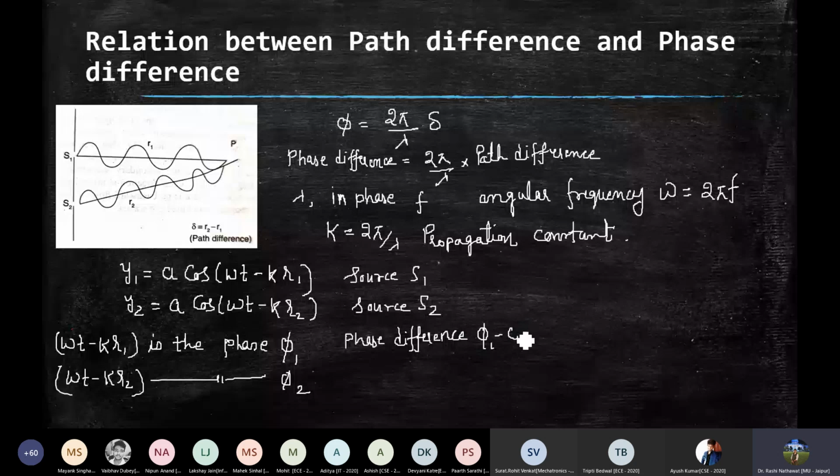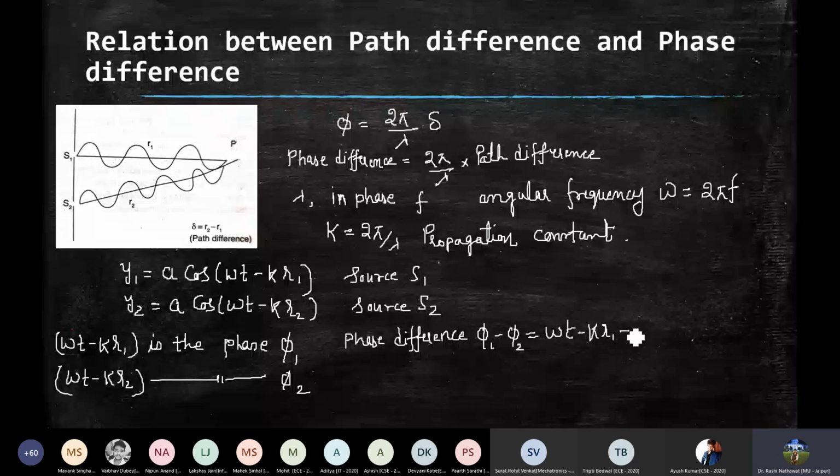If I do phi 1 minus phi 2, which is simply a mathematical calculation, omega t minus k r1, minus omega t, this is minus, and when you open the bracket, this will be plus. So this will cancel out, and you can take k common: k times (r2 minus r1).